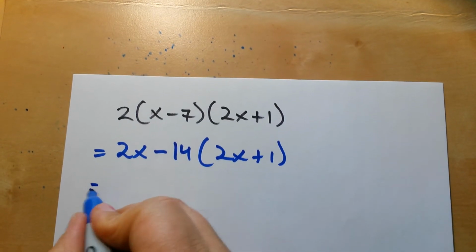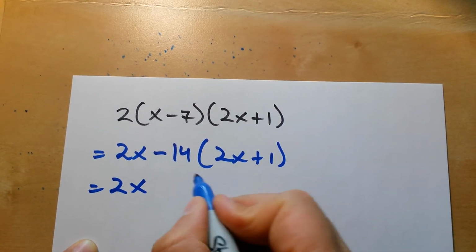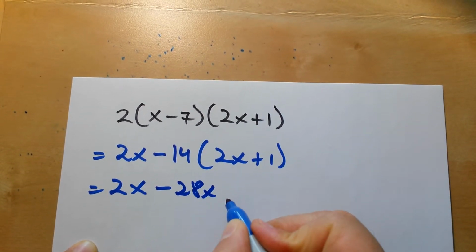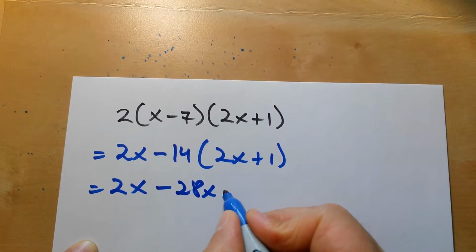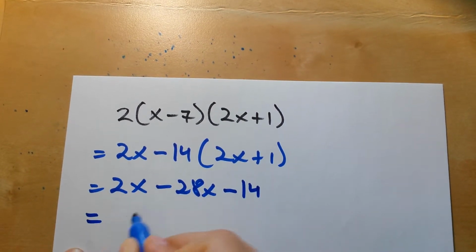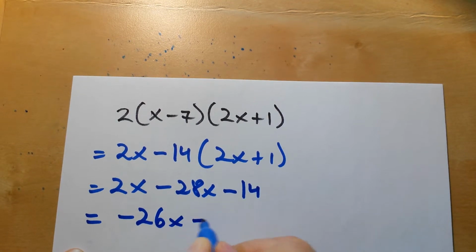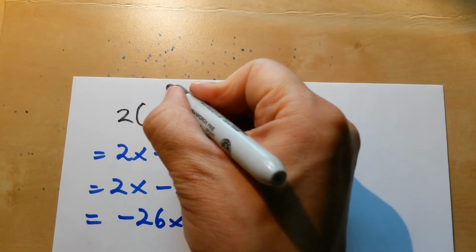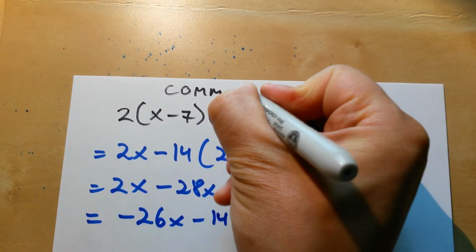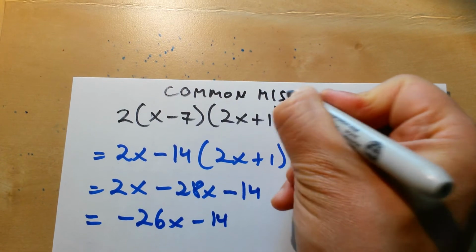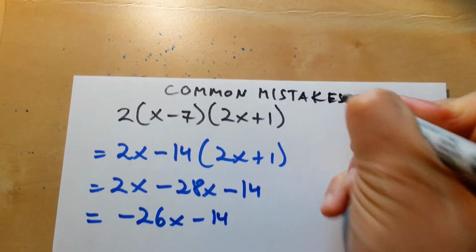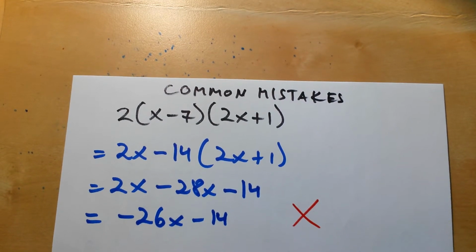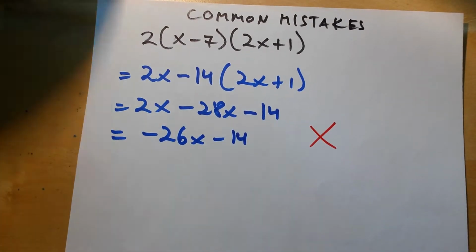And then the next line. Here's the mistake. Negative 14 times 2x gives us negative 28x. Negative 14. And then they do negative 26x minus 14. Okay? This is wrong. Common mistakes. So make sure you don't do this. This is wrong. Common mistakes.